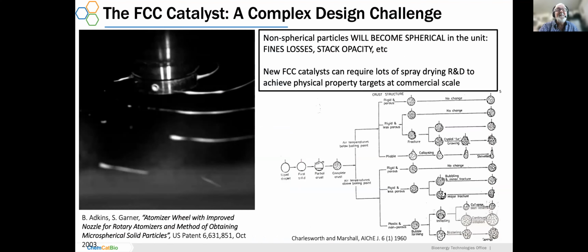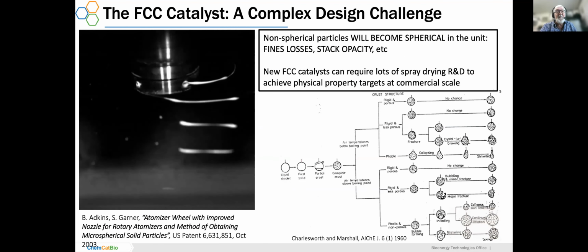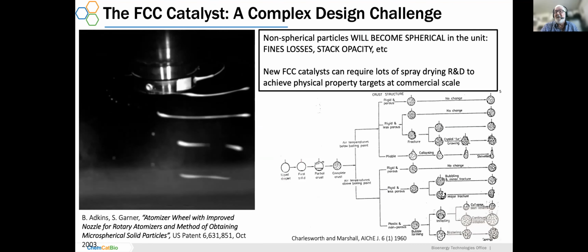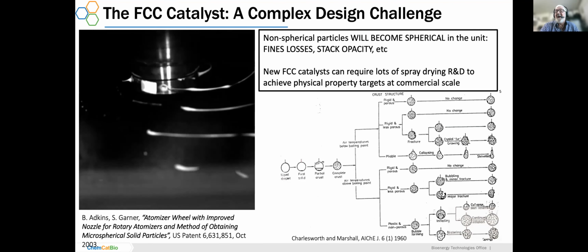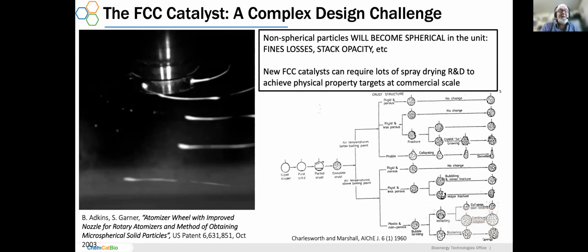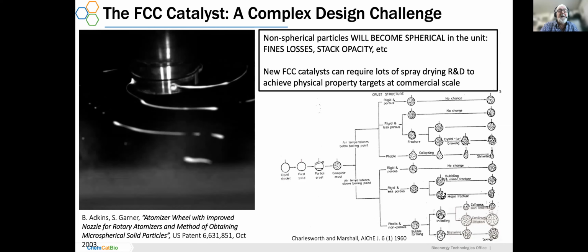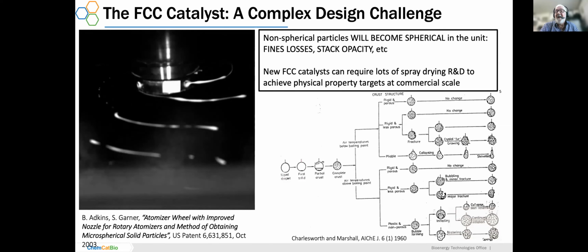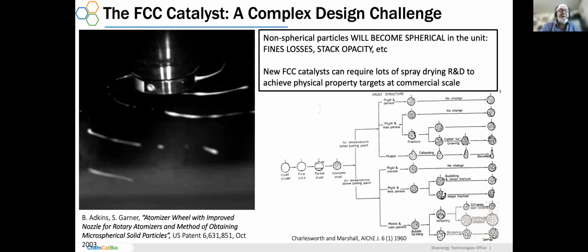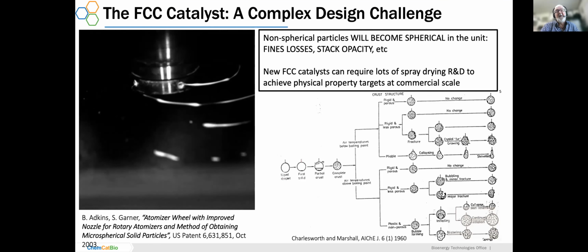Next slide, please. Okay, given that complexity, there's an awful lot of things that we end up studying to be able to make good FCC catalysts, good engineered catalysts, using this technology. On the right is a rotary atomizer that we had in our pilot plant where we were able to study atomization using high-speed video. And the important point here is the rheology of the slurries that are used to make FCC catalyst particles is extremely complex.